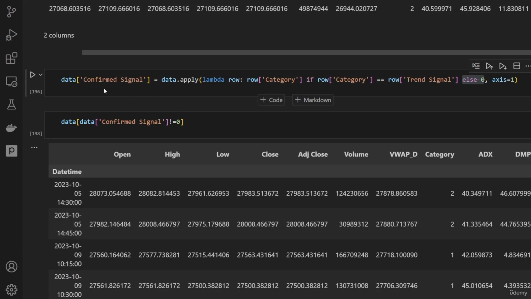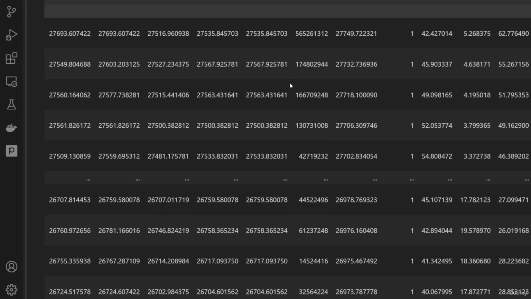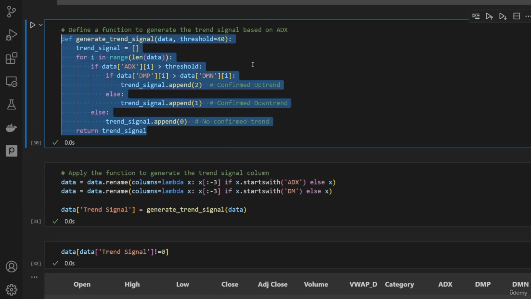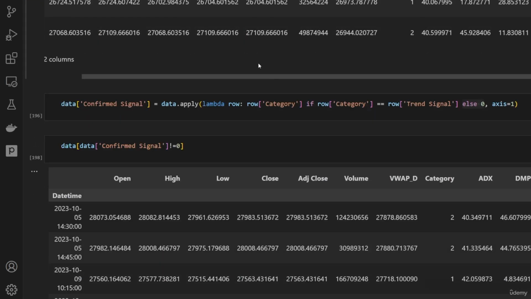Now we can create a new column called confirmed signal, and this is where we're going to compare the ADX signal with the previously mentioned and computed moving averages signal, or the VWAP signal, whatever we have computed before. So if both of these signals, the ADX and the moving average, are equal, then we return the same value of the category. If they are both confirming an uptrend, we return a signal that is equal to 2, which is an uptrend, a confirmed uptrend. And this is going to be saved in the column confirmed signal.